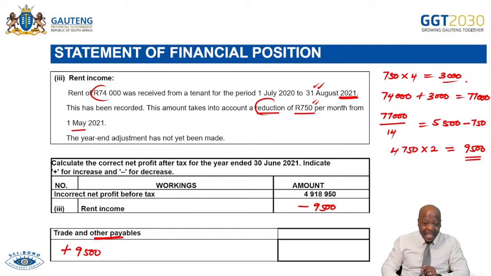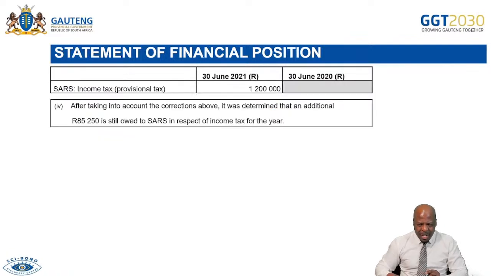Okay, can I go on to the next adjustment? Are you ready for the next adjustment? Okay, let's do the next adjustment then. It reads, SARS income tax. After taking into account the corrections above, it was determined that an additional, listen to this one now, all right, an additional 85,250 is still owed to SARS in respect of income tax for the year.